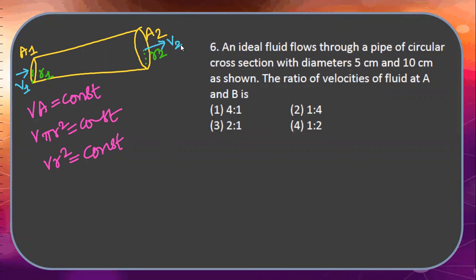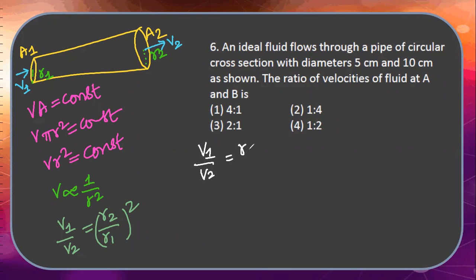From this we will write V is inversely proportional to R square. Then we'll write V1 divided by V2 is equal to R2 divided by R1 whole square.